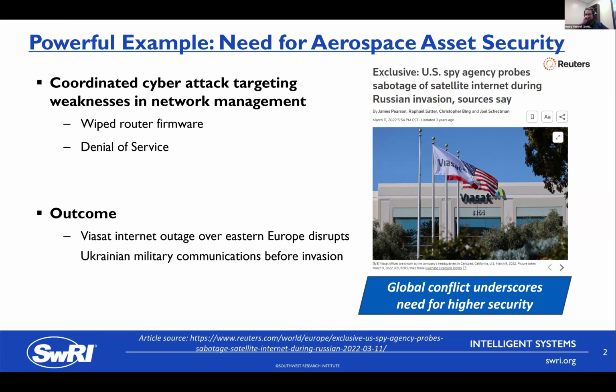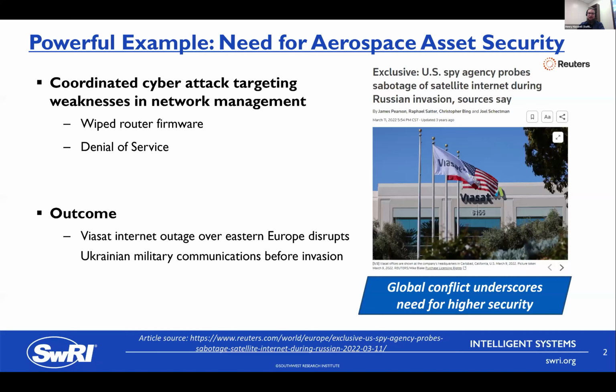So one of the biggest examples of why we need this is the Viasat hack that happened right at the start of the Ukraine conflict a few years back. This is something that brought a lot more attention onto the need for space cybersecurity, and not just at the ground level, but also with actual in-space assets.